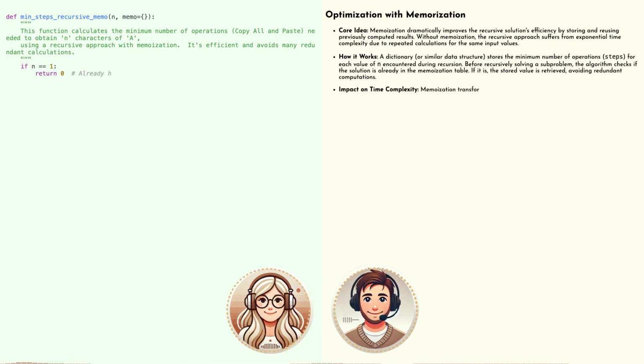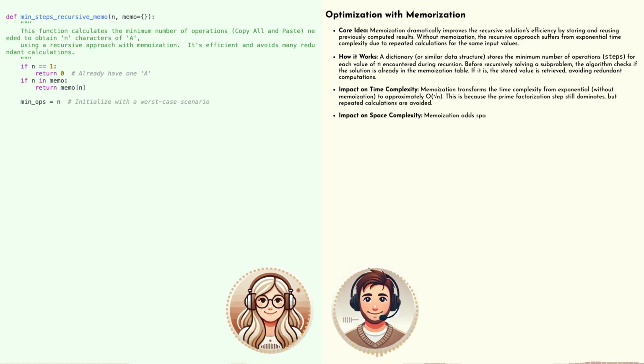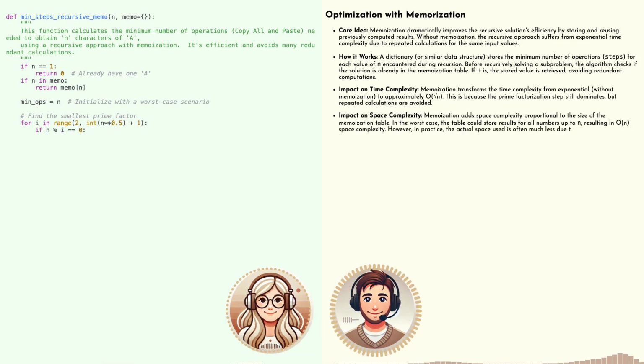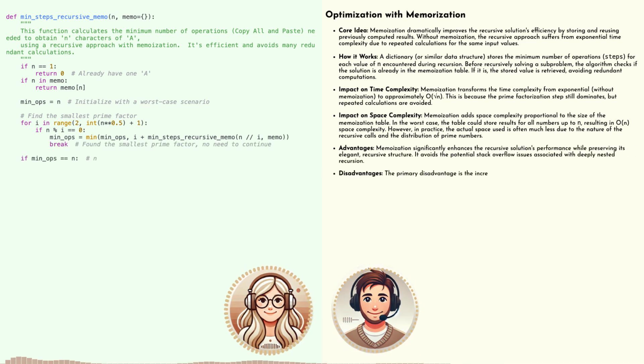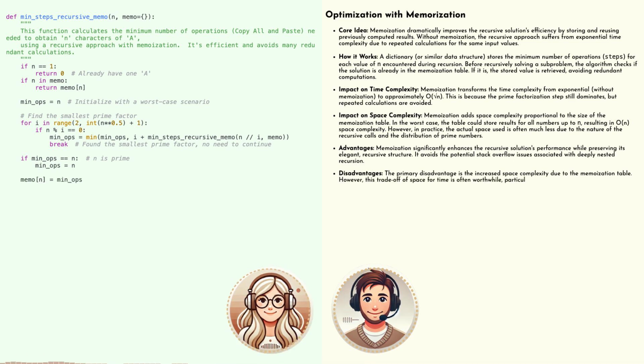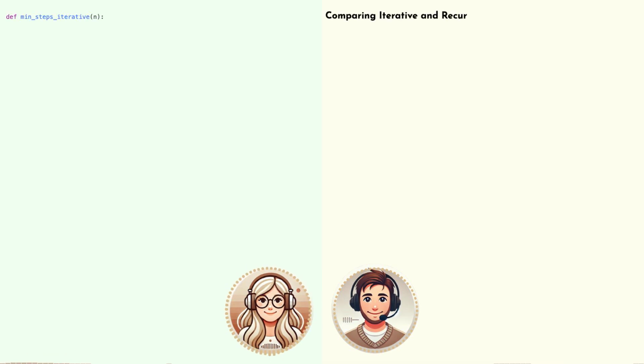So it's like having a cheat sheet where we store the answers to those smaller problems we've already solved. Exactly. We create a lookup table where we keep track of the minimum steps needed for each n we come across during our recursive calls. And if we see the same n, we don't have to recalculate it. Gotcha. Just grab the answer from our table. That's a really smart optimization. It's like cutting out all those unnecessary detours.